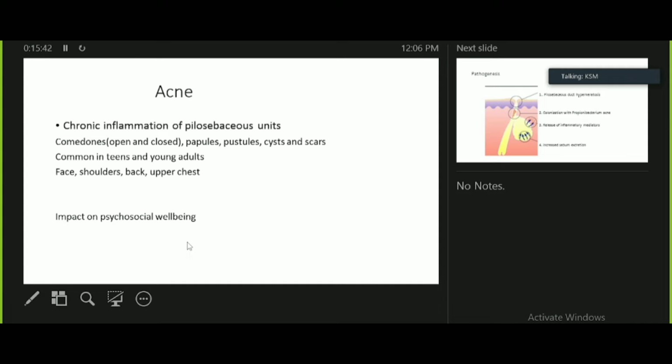Okay, next I thought of talking about acne. Acne is a chronic inflammation of pilosebaceous units. Comedones may be open or closed, then papules, pustules, nodules, cysts, and scars. So there are different varieties. The common groups having acne are teens and young adults. Most commonly the face is affected, and also the shoulders, back, and upper chest. For these young adults having lesions on the face, this has a significant impact on their psychosocial well-being, and this is why it should be treated.